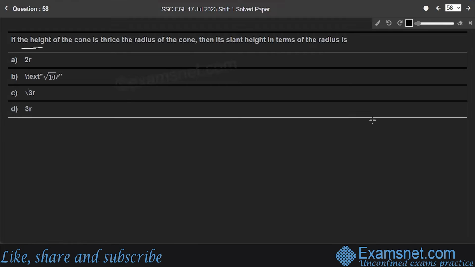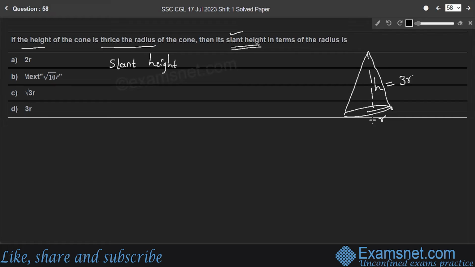Question 58. If the height of the cone is thrice the radius of the cone, then its slant height in terms of the radius is. Consider a cone of radius r. Given that height of the cone is thrice the radius, so let h be the height of the cone, which is equal to 3 times radius. Then slant height of a cone is equal to root of r square plus h square, right? So slant height is this value which I am showing here.